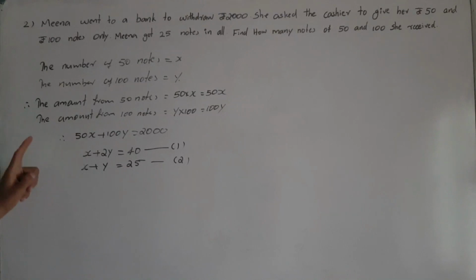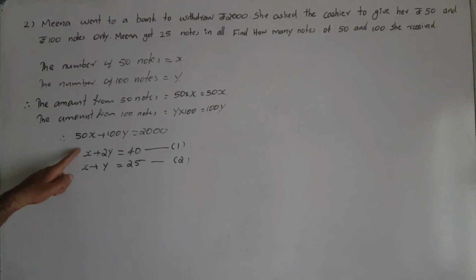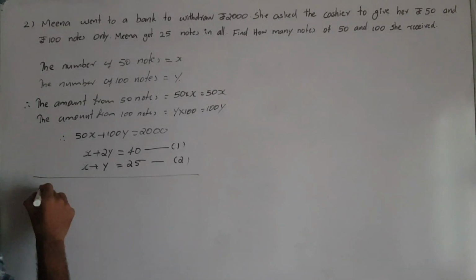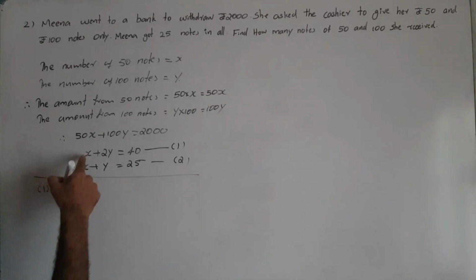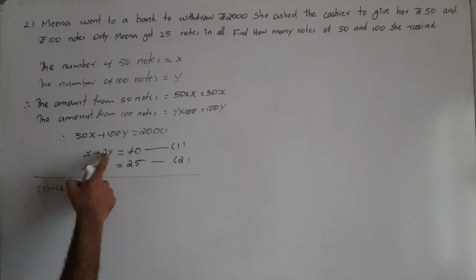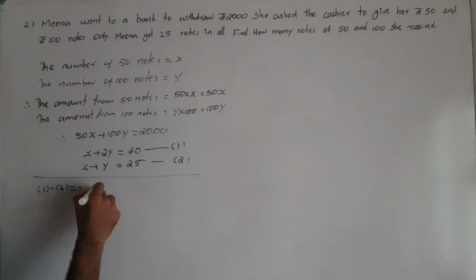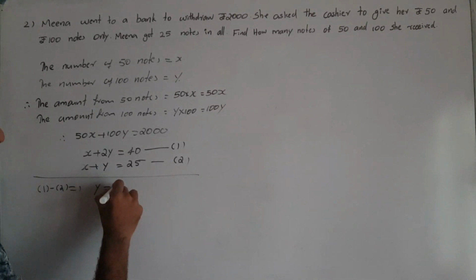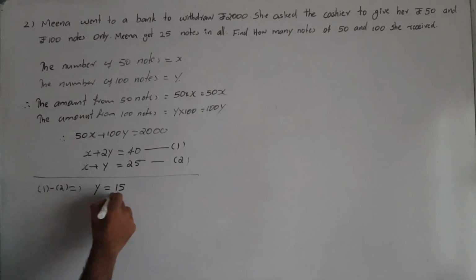Now here also it is very clear, the coefficient of y is equal. Correct? The coefficient of y is equal and the sign is also equal. So what is next? We are subtracting equation 2 from equation 1. 1 minus 2 implies x minus x, 0. 2y minus y, y is equal to 40 minus 25. What is 40 minus 25? Yes, 15. Then y is equal to 15.